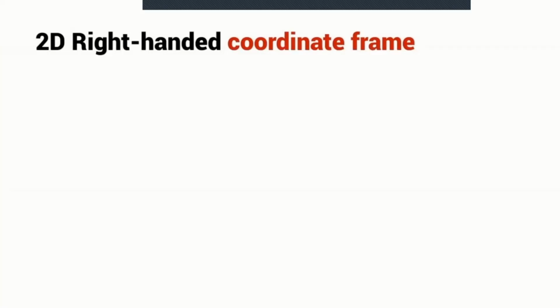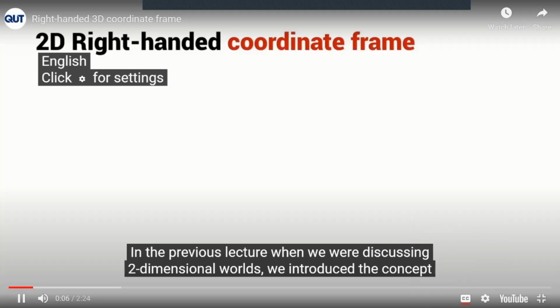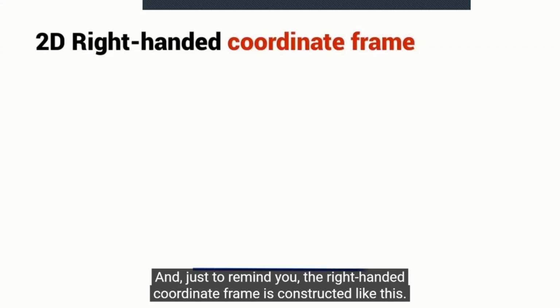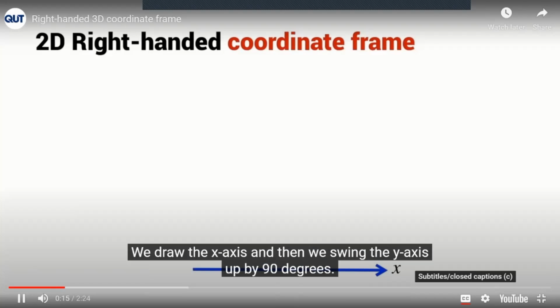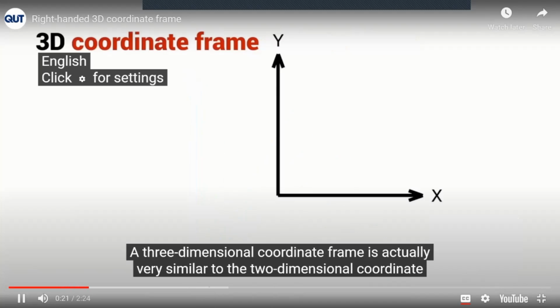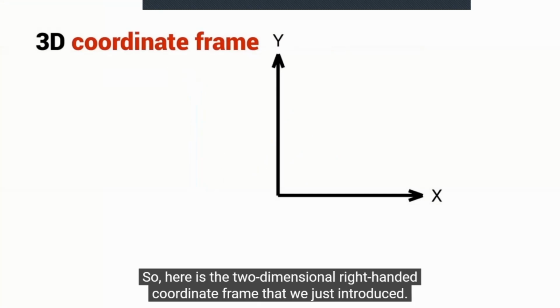In the previous lecture, when we were discussing two-dimensional worlds, we introduced the concept of a right-handed coordinate frame. And just to remind you, the right-handed coordinate frame is constructed like this. We draw the x-axis, and then we swing the y-axis up by 90 degrees. A three-dimensional coordinate frame is actually very, very similar to the two-dimensional coordinate frame. So here is the two-dimensional right-handed coordinate frame that we just introduced.